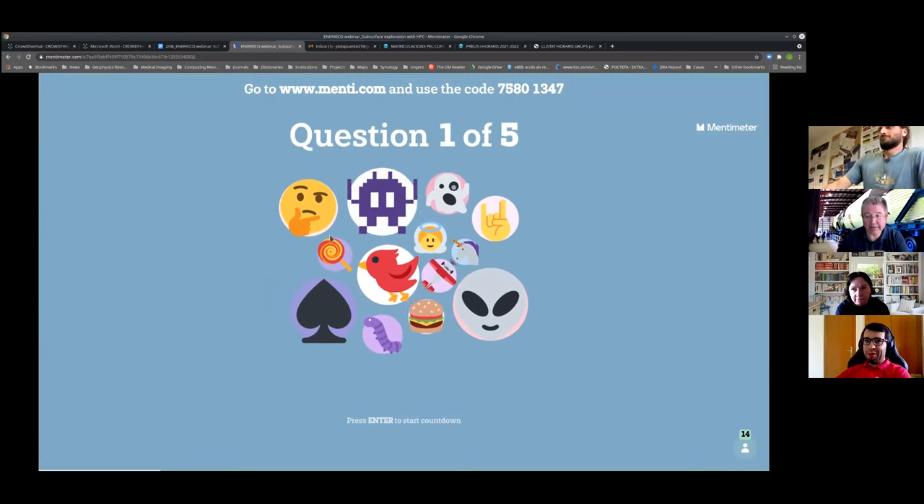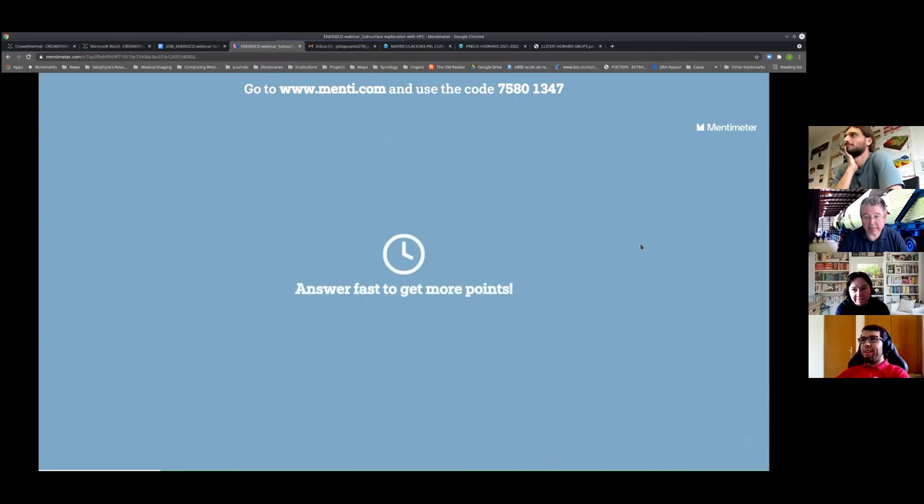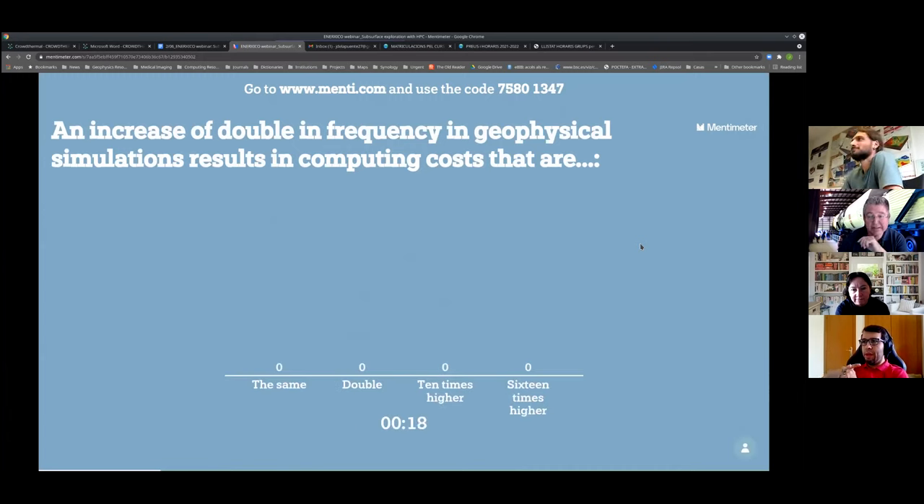Those are the icons you chose. You guys are crazy. There we go. Time is ticking. First question: an increase of doubling frequency in geophysical simulation results in computing costs. The options are: the same, double, 10 times higher, 16 times higher. Only one good answer here. Tick tock, tick tock. Six people answered. The clock is ticking.